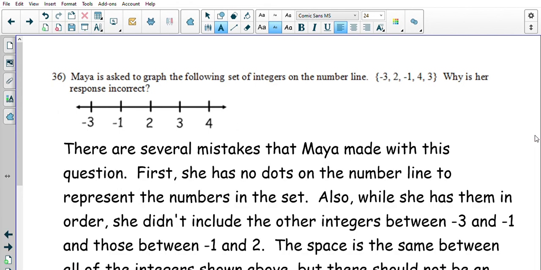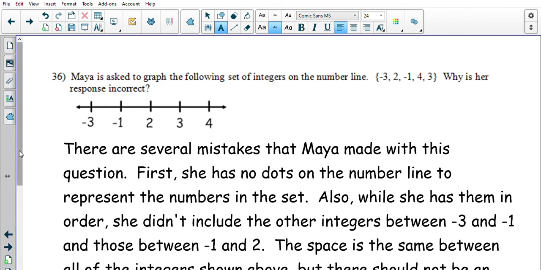I said here, there are several mistakes that Maya made with this question. First, she has no dots on the number line to represent the numbers in the set, and we do need to have dots on that number line to represent the numbers that are in the set. You can't just put the numbers that are in the set on the number line and say, oh, I'm done, they're there, these are the numbers. Also, while she has them in order from smallest to greatest, she didn't include the other integers between, for example, -3 and -1, and those between -1 and 2, which if I'm counting by ones up here, I need to be consistent the whole way through. So you can't start counting by 2s and then count by 3s and then count by 1s. You need to be consistent the whole way through there.